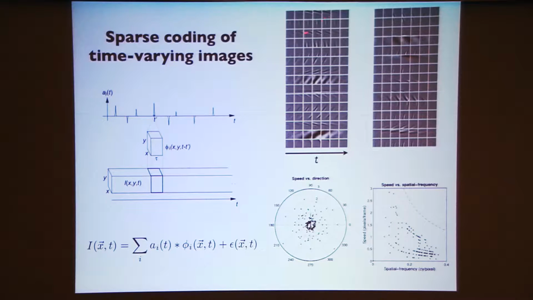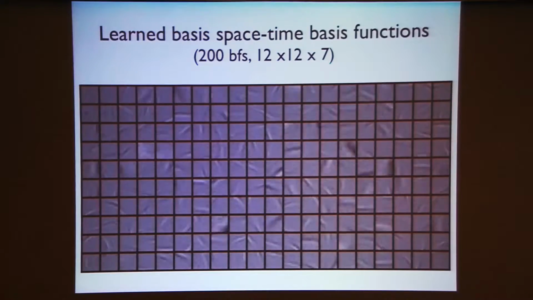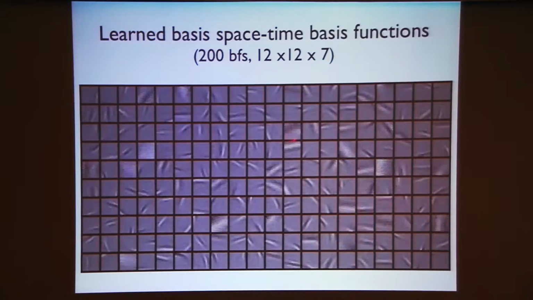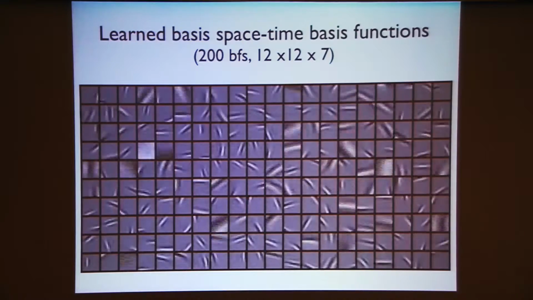Some of the kernels, each row is showing you a different basis function, phi sub i, that's a function of time going from left to right. And these are more easily visualized, obviously, if you play them as an animation. In this case, the basis functions were 12 by 12 in space and 7 frames in time. And I'm just playing each basis function over and over again in a movie.